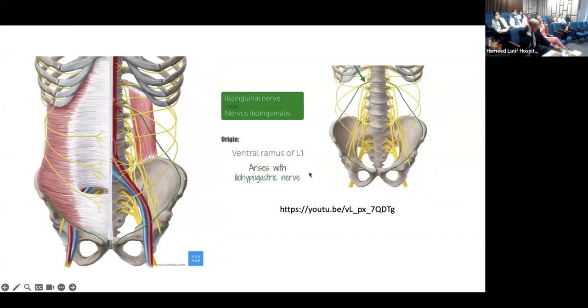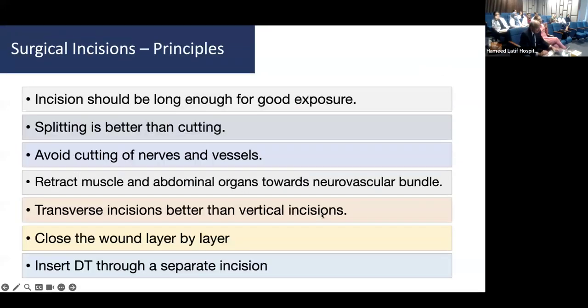And then basically, it's going over the iliac crest. I have given here... sorry, ये क्या हो गया?